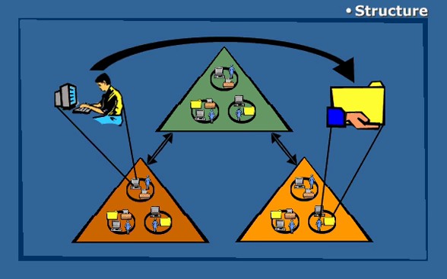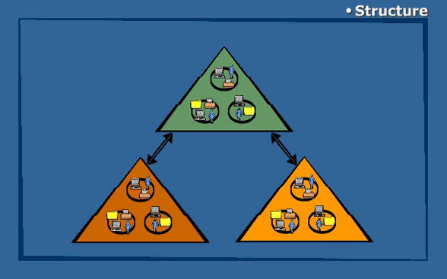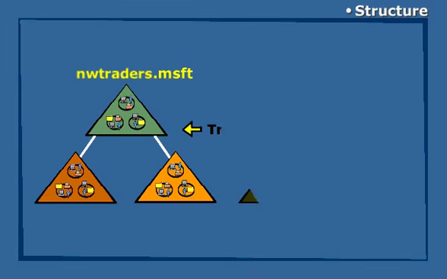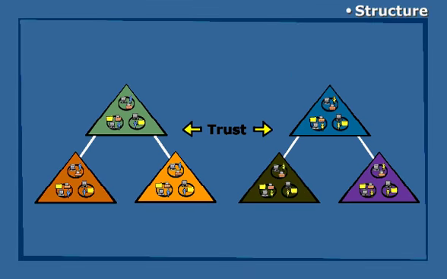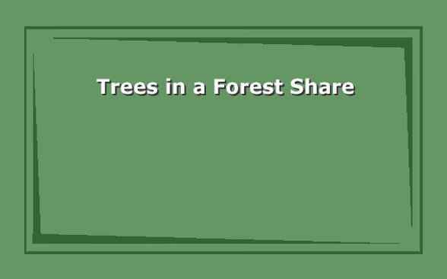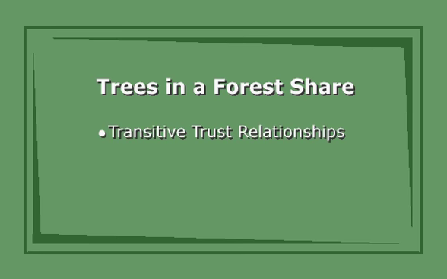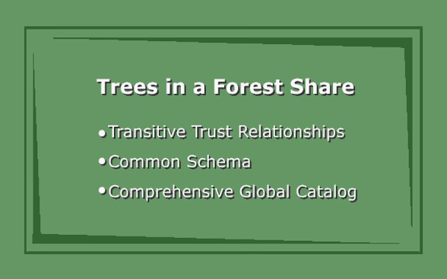The tree model of multiple domains can be extended to create a forest of trees for organizations that need to maintain separate organizational structures, such as a company that needs distinct public identities for its subsidiaries. Although each tree can have different naming schemes, they share three things: transitive trust relationships between any domain within the forest, a common schema, the complete set of object types, and they share the comprehensive global catalog.